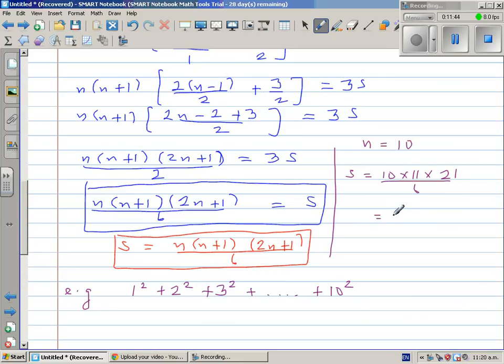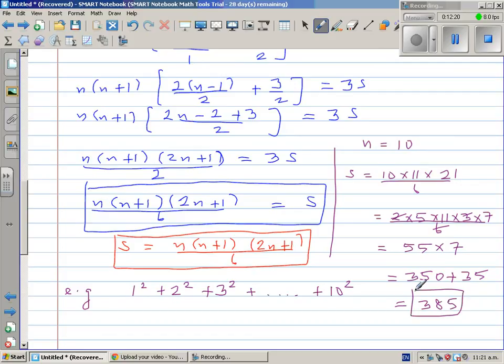Let me simplify this. So this is 2 times 5 times 11 times 3 times 7 over 6. I don't want to use a calculator as far as possible. So 2 times 3 is 6, and the 6 gets cancelled. So this is 55 times 7. 55 times 7 is 350 plus 35, which is 385. So if you add from 1 squared to 10 squared, you get 385. You can check that yourself with a calculator. If you add from 1 squared to 10 squared, your answer would be 385.